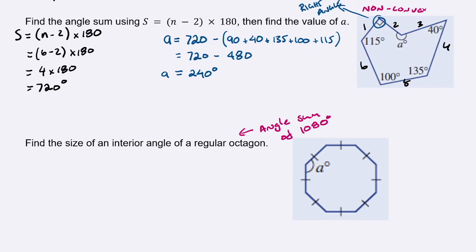So I'm going to take the size of those angles, which is 1080, and I'm going to go A equals 1080 divided by the number of angles that are there, and there are 8 because it's an octagon. And once we divide that all out, we get 135 degrees. And that's it. That's all there is to it.